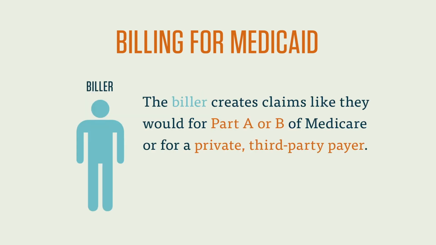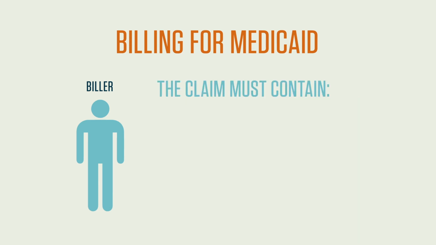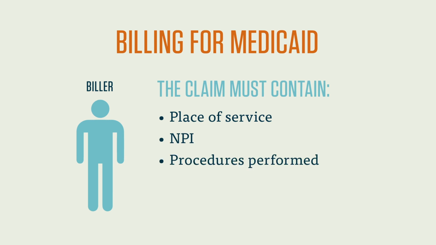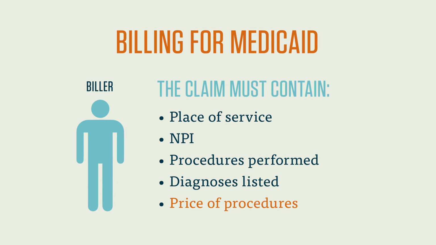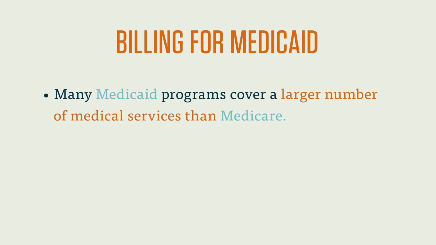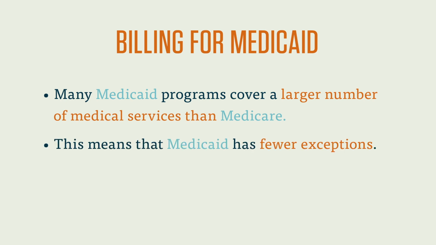In general, the medical biller creates claims like they would for Part A or B of Medicare or for a private third-party payer. The claim must contain the proper information about the place of service, the NPI, the procedures performed, and the diagnoses listed. The claim must also, of course, list the price of the procedures. Be aware when billing for Medicaid that many Medicaid programs cover a larger number of medical services than Medicare, which means that the program has fewer exceptions.